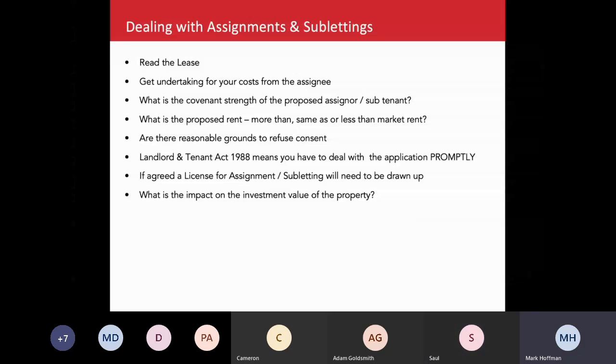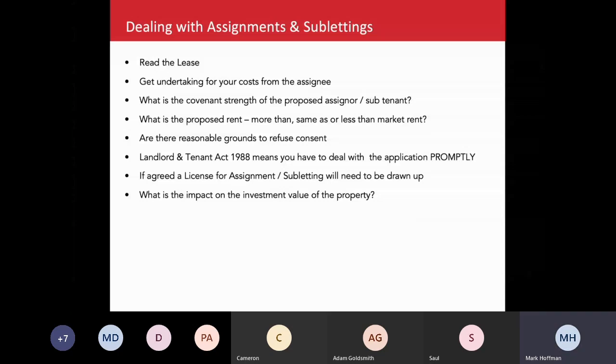What is the proposed rent? Is it more than, the same as, or less than the market rent? Are there reasonable grounds to refuse consent? The Landlord and Tenant Act 1988 means you have to deal with the application promptly. If agreed, a license for assignment or subletting will need to be drawn up.